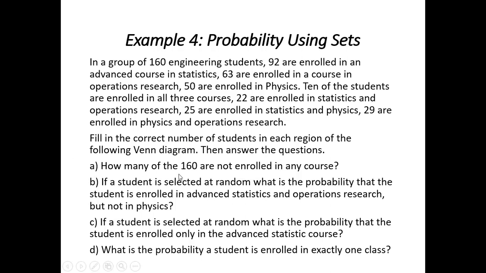So part A, we want to know, how many are not enrolled in any course. In part B, a student is selected at random. What's the probability they're enrolled in statistics and operations research, but not physics? C, again, a random selection. What's the probability the student is enrolled only in the statistics course? And D, what's the probability a student is enrolled in exactly 1 class?